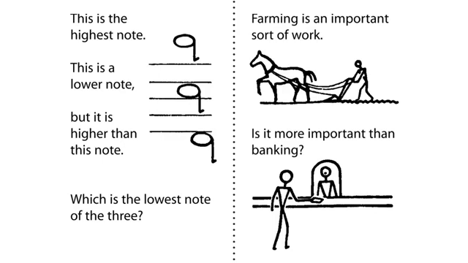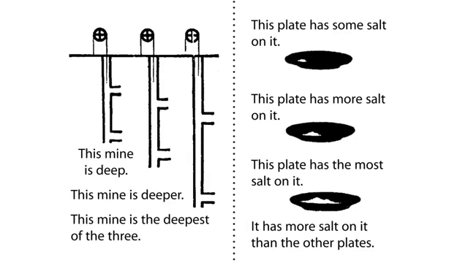This is the highest note. This is a lower note, but it is higher than this note. Which is the lowest note of the three? Farming is an important sort of work. Is it more important than banking? This mine is deep. This mine is deeper. This mine is the deepest of the three.